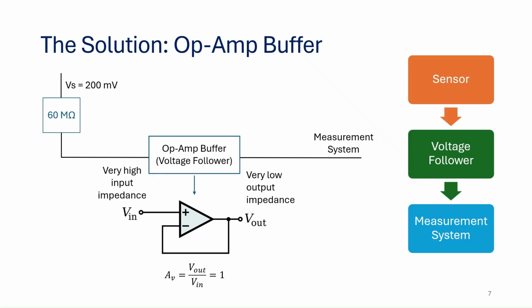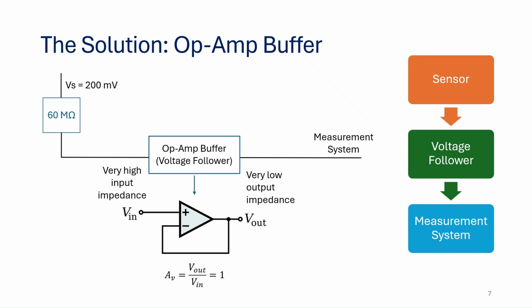First, it presents a very high input impedance to the sensor, meaning that it draws very little current and therefore does not significantly disturb the sensor output. Second, it provides a very low output impedance, allowing it to drive the measurement system effectively. In other words, the buffer acts as an interface between a weak sensor and the rest of the measurement system. The sensor now sees almost no load, while the measurement system sees a strong low impedance source. As a result, we preserve the original sensor voltage while eliminating the loading problem.